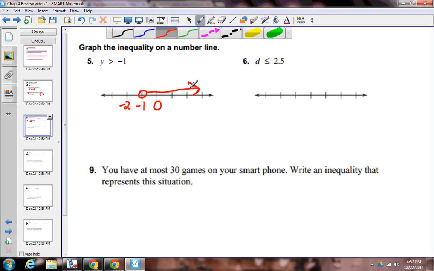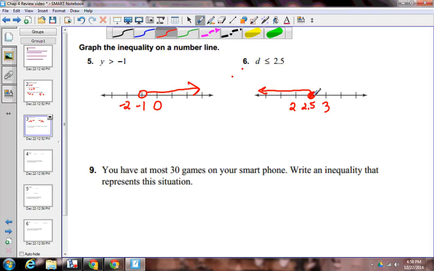And then for number 6, again, we put the 2.5 on one of the tick marks. And you have your choice here of what to put to the left and the right. I like to choose the integers if I can. So we have 2 and we have 3. So we would put a closed circle on that 2.5, and we would shade to the left. Oops, that went away. Okay, there we go. And we're done.